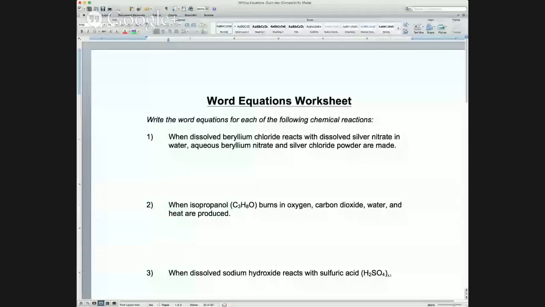Okay, writing equations. So it says when dissolved beryllium chloride, right? So you have to look those up on your periodic table. You look it up and you say, okay, beryllium, Be, and it's in the second column, so it's a 2+. And chloride, it's a Cl, and you determine its charge.